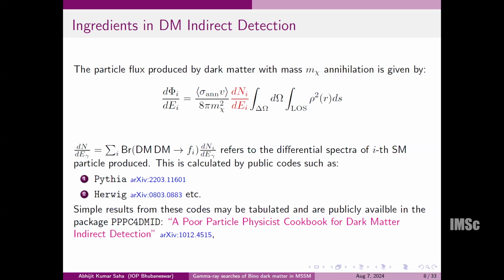This dN/dE gamma factor we usually calculate with the package Pythia. This f_i is the final state. It could be gamma, it could be electron, it could be quarks, right? Dark matter may have many final states. It doesn't only annihilate to photons. It may annihilate to quarks also, to electrons also, with a particular branching ratio. That's why we sum over the branching ratios and a single dN_i/dE. Branching is particular to the model. When you have a model, we know all the branches.